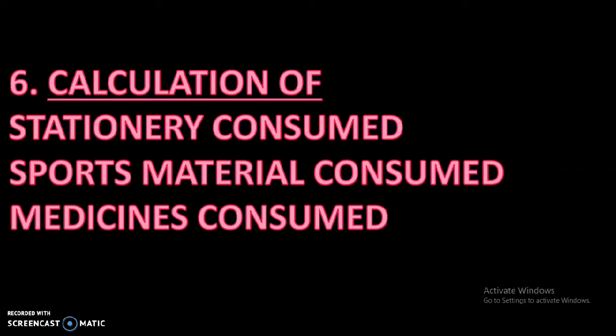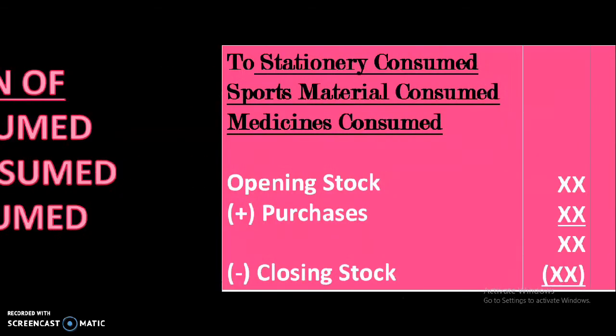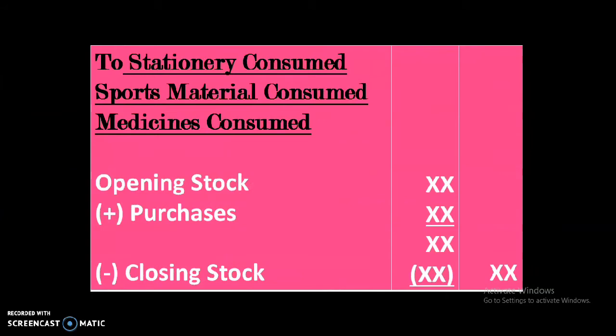Alright, let's study this adjustment in detail. So, as I've told you earlier, the amount of expenses which we write in the outer column, suppose this is your income and expenditure account, so the amount which will be written in the outer column is the total amount of stationery or sports material or medicines which have been consumed during the year, which have been used during the year. Now, how will we know what is the total amount of stationery or sports material or medicines which have been consumed?